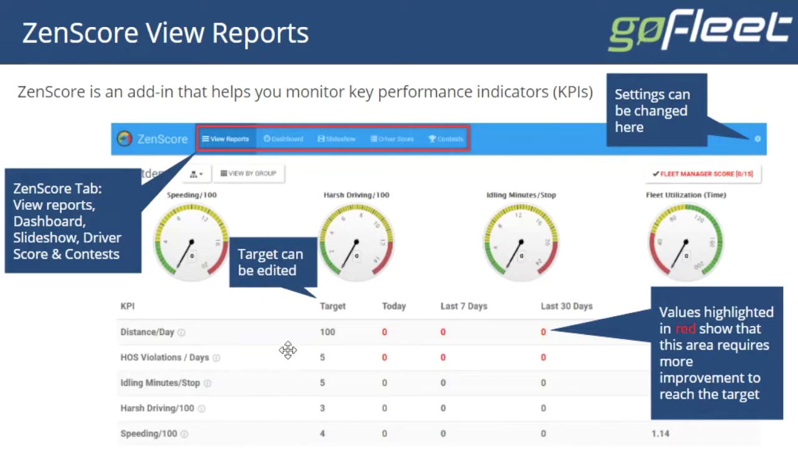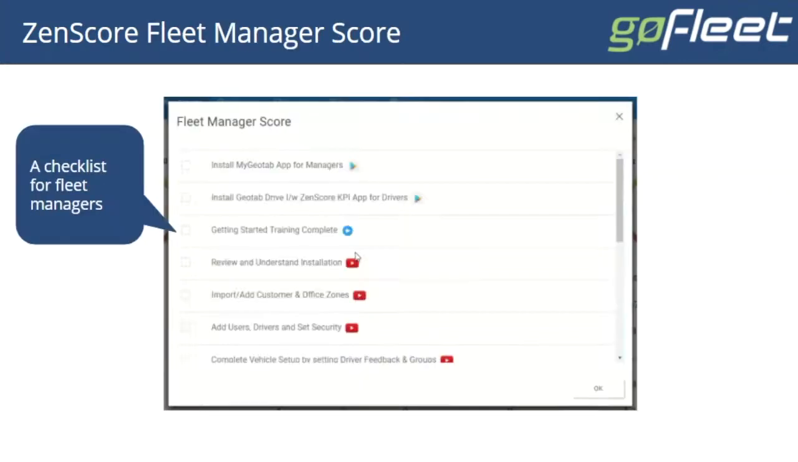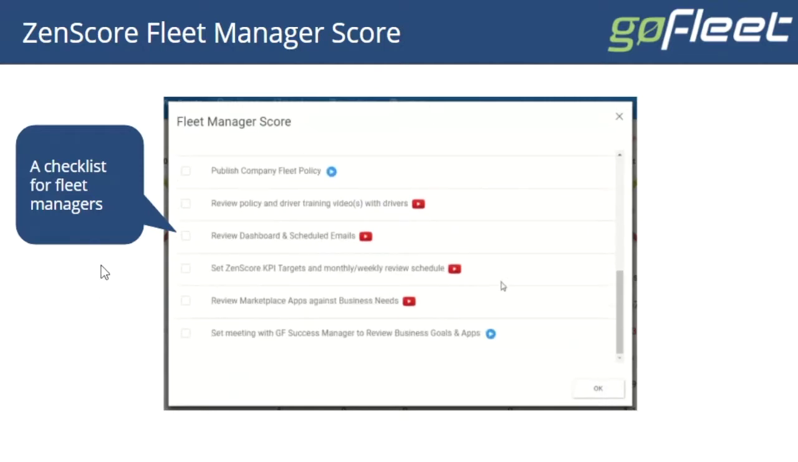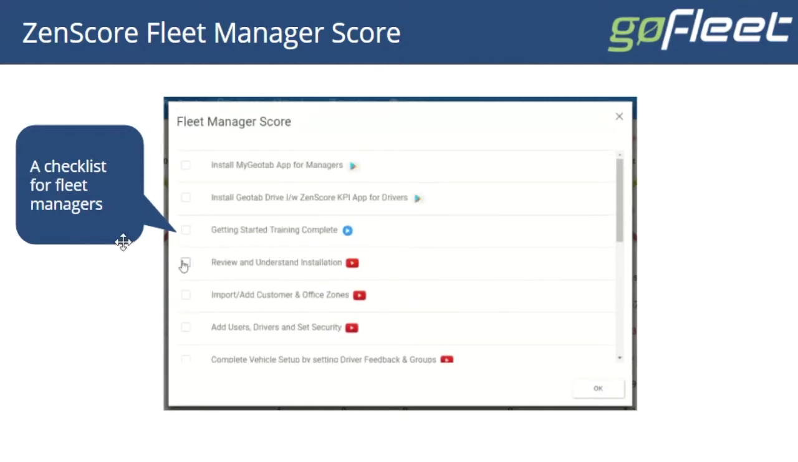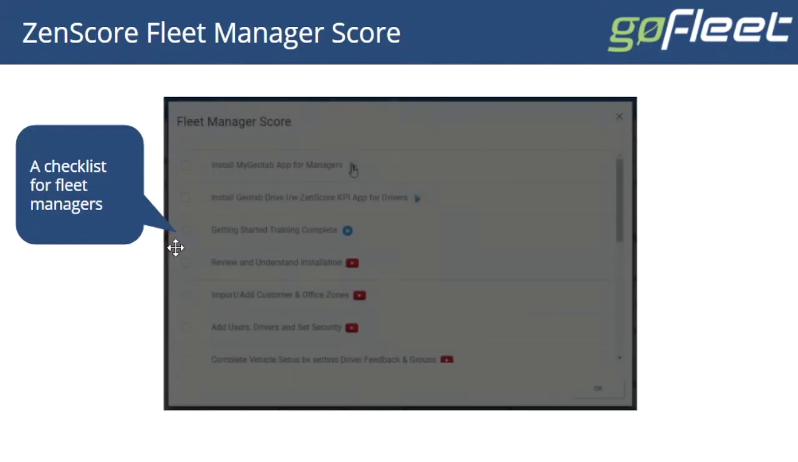Here's where your selected KPIs will be shown. You can also customize a target that you'd like your fleet to achieve. The red values show that a certain KPI requires more improvement to reach the target. Clicking on this Fleet Manager score will pop up a checklist for the Fleet Manager to go through. The Fleet Manager score includes some installation videos, My Geotab training videos, and links to download the My Geotab app.